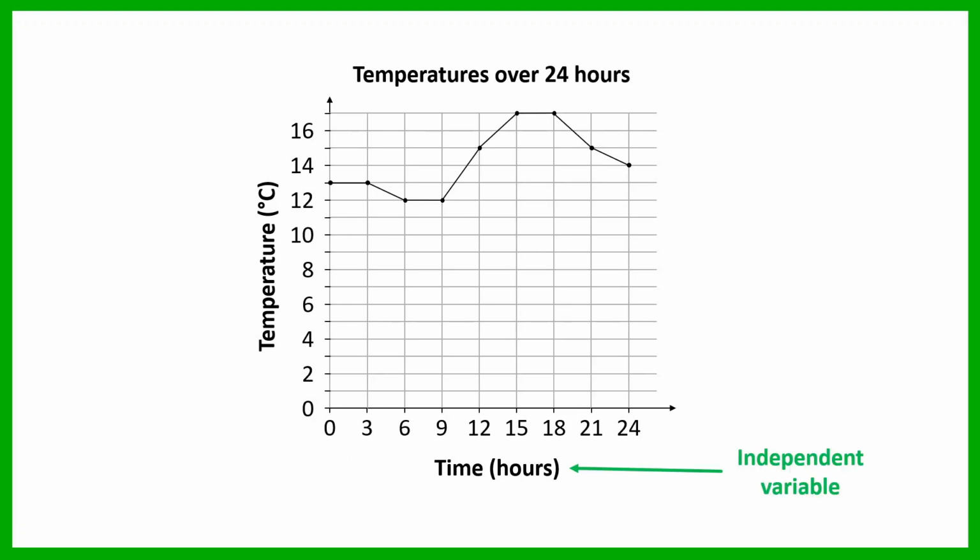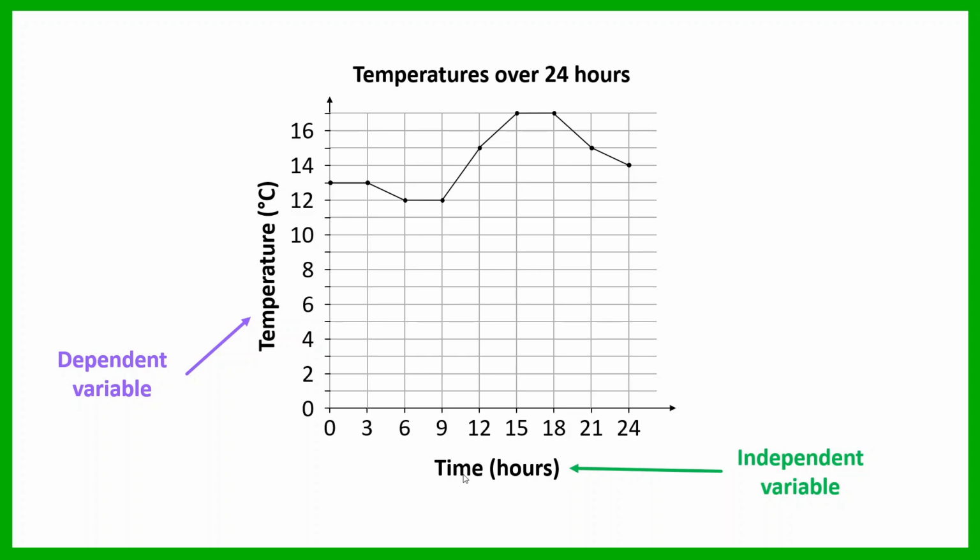The first is the independent variable. It is plotted on the horizontal axis and it is not affected by changes in the other variable. Then we get the dependent variable. It is plotted on the vertical axis and it changes based on the independent variable.